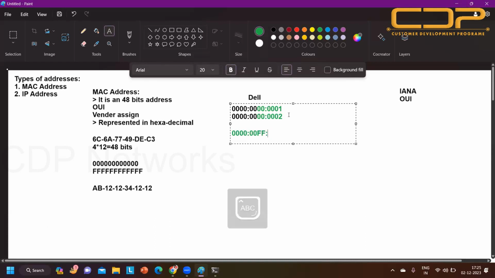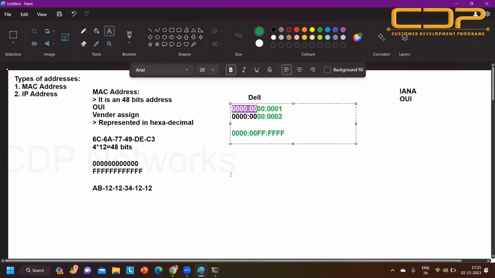Now after this MAC address, they will need to purchase one more OUI. So Dell can design 2 to the power 24 MAC addresses with one OUI, and after that they need to purchase an OUI again from IANA. IANA has a record that it has already sold this OUI to Dell, so it will not sell this OUI to any other company. This is why a MAC address is globally unique.